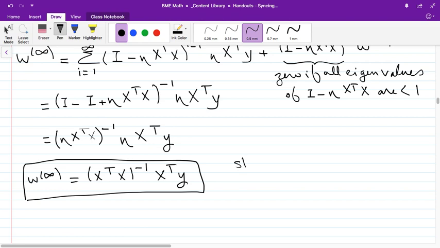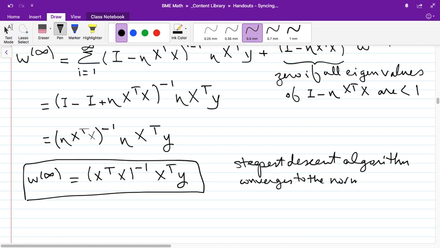So the steepest descent algorithm converges to the normal equation.